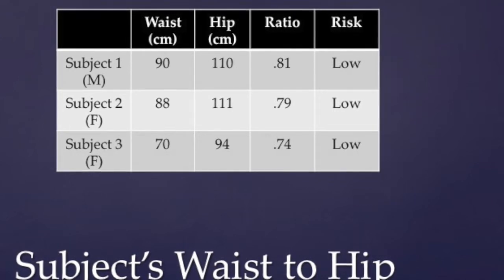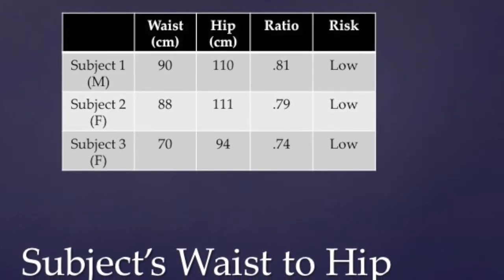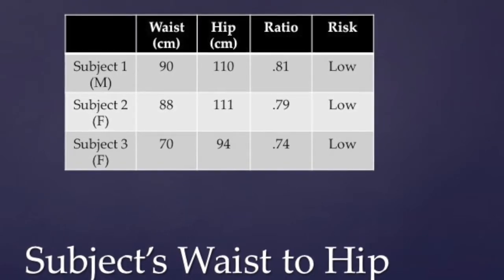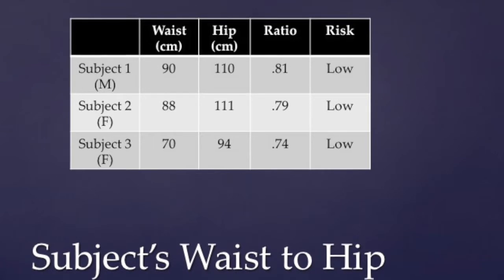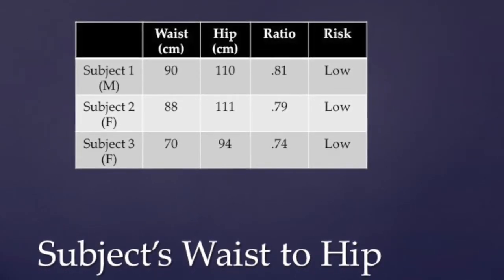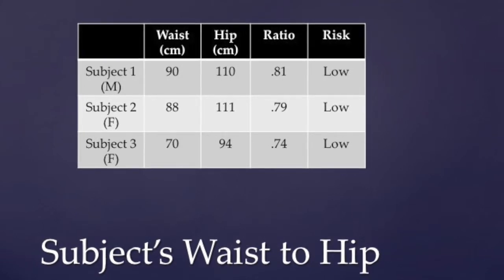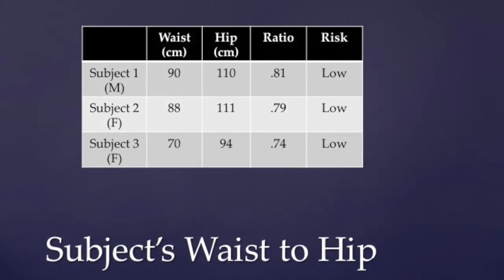As you can see, subject 1 was a male, and he falls into the low category. Subjects 2 and 3 were females, but they also fell into the low risk category. Now, are y'all ready to learn a little bit more about the waist to hip ratio? Raise your hand.